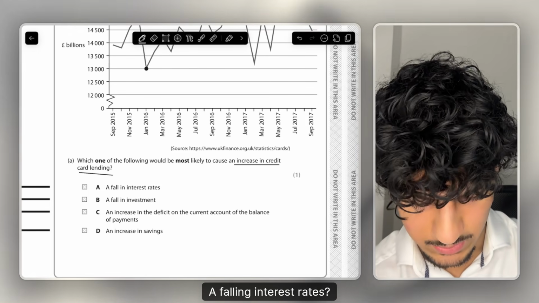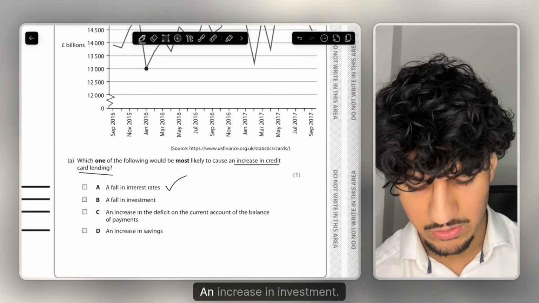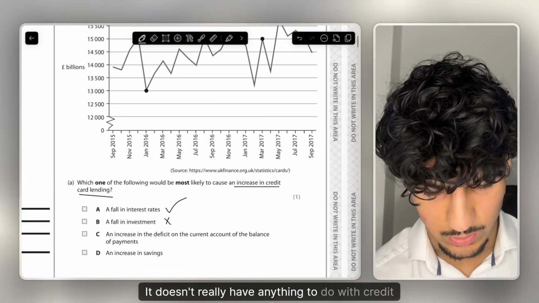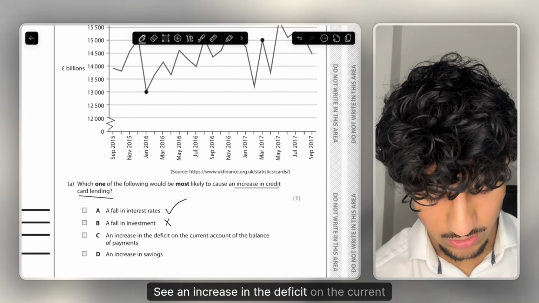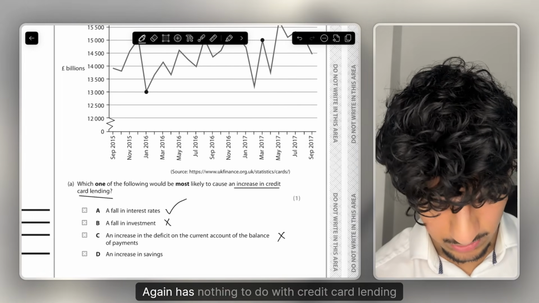A fall in interest rates, I would say yes. Why falling interest rates? Of course, you want to increase lending, you want to increase consumption. An increase in investment, that would be wrong, as investment is by firms. It doesn't really have anything to do with credit card lending, which is more consumer based. C, an increase in the deficit on the current account balance of payments. That's due to the outflows and inflows in the country. Again, has nothing to do with credit card lending.